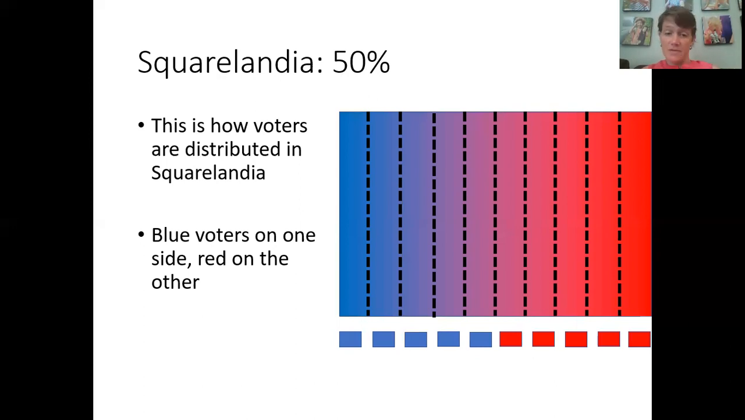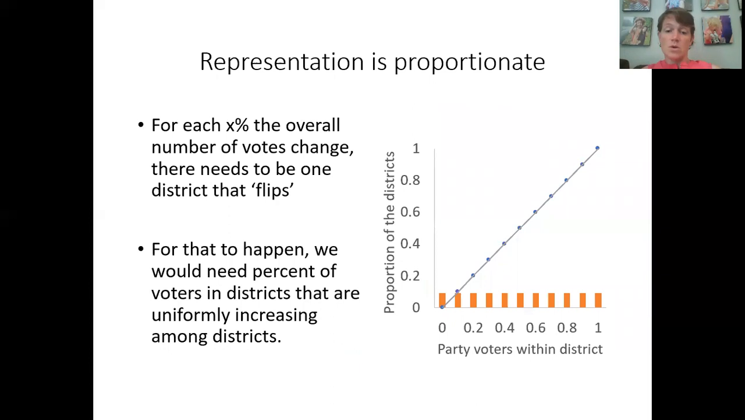So if Squarelandia did not have 50% blue and red voters, what would this look like? Well, if Squarelandia had 60% blue voters and 40% red voters, then they'd have 6 blue representatives and 4 red representatives. And if they had 70% blue voters and 30% red voters, they'd have 7 blue representatives and 3 red representatives. So this is directly proportionate, and each district is electing based on the proportion of blue and red voters in that district. If we look at the districts, the percent of blue voters is uniformly distributed across all districts. We have 0% blue voters in one, 100% blue voters in another, and a gradation of percent of blue voters across all of our districts.